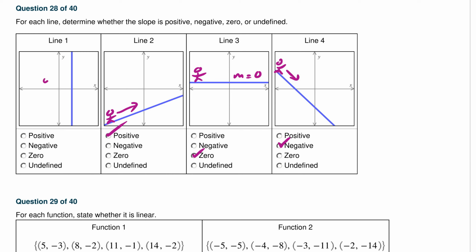And if you stand right here, we cannot walk on the wall, so it's undefined. Again, unless you are Spider-Man. Besides that, it's an undefined slope.